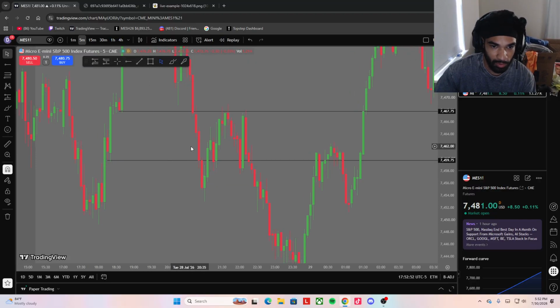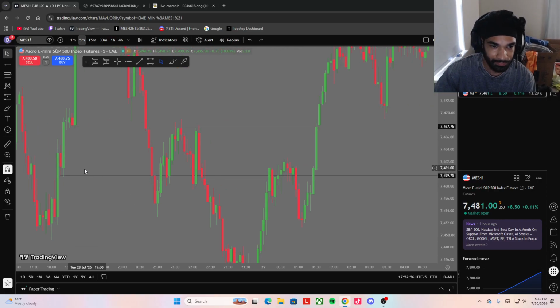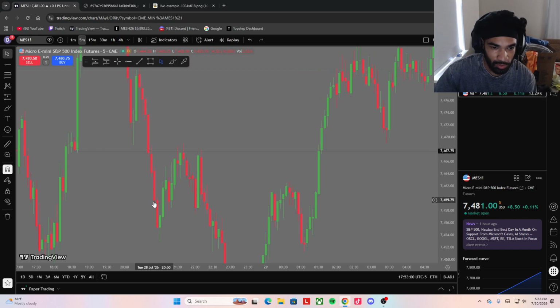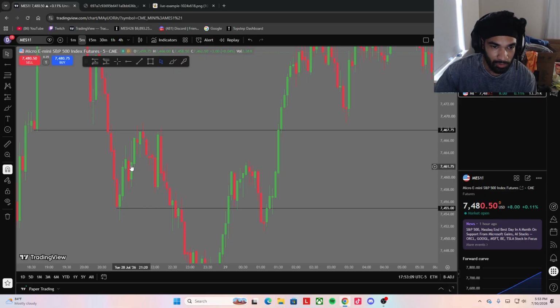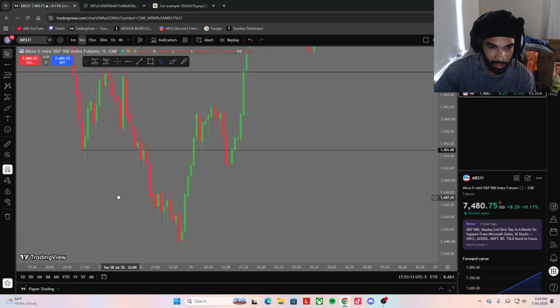Breaking structure right here. We broke this, right? We keep breaking it. We're closing through all these lows. And then boom, as we're going, all right, we made a low here. Let's see, red candle, boom. Came back up, broke structure here again. Right here, closed through it, boom, kept going.